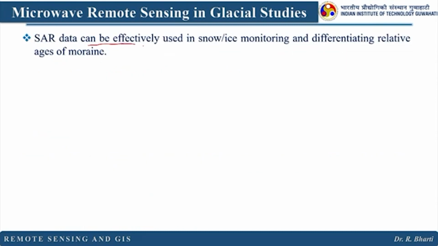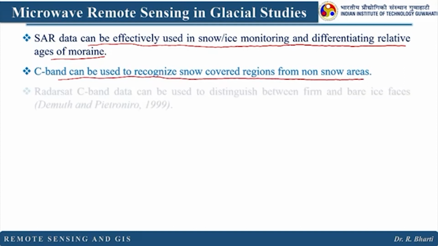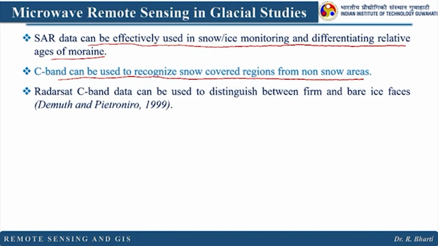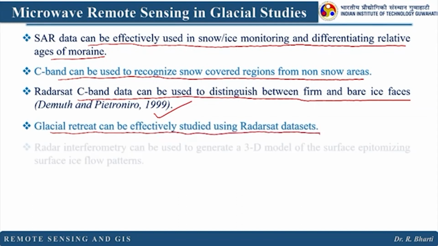SAR data can be effectively used in snow and ice monitoring and differentiating relative ages of moraine. That is also one application. C-band can be used to recognize snow cover regions from non-snow areas, so with C-band it will be very easy. Radarsat C-band can be used to distinguish between firn and bare ice faces. This particular paper has already explored this possibility. Glacial retreat can be effectively studied using Radarsat data sets.